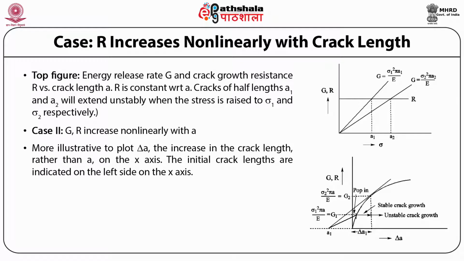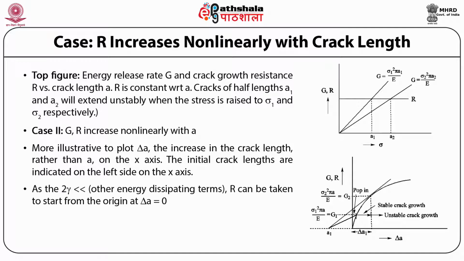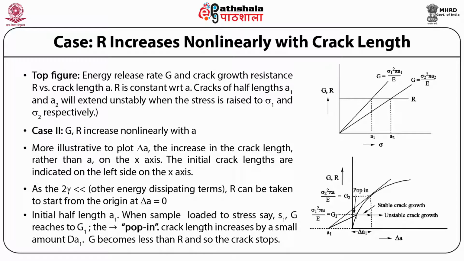So it is more illustrative to plot delta A, the increase in the crack length, rather than A on the x-axis. The initial crack lengths are indicated on the left side on the x-axis. As the 2 gamma is very much less than other energy dissipating terms, R can be taken to start from the origin at delta A equal to 0. So for initial half length A1, when the sample is loaded to stress, say S1, G reaches G1. This implies the pop-in and the crack length increases by a small amount D multiplied by A1. So G becomes less than R and so the crack stops.